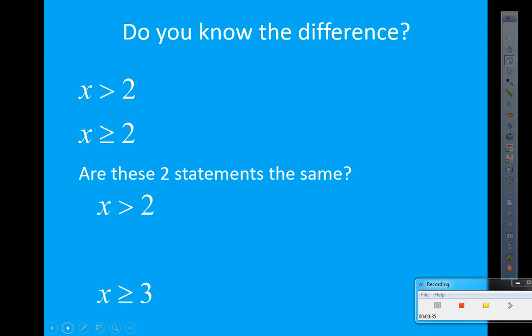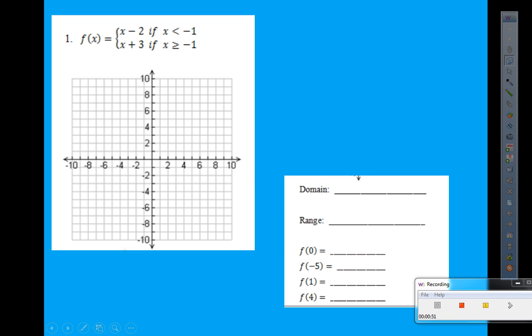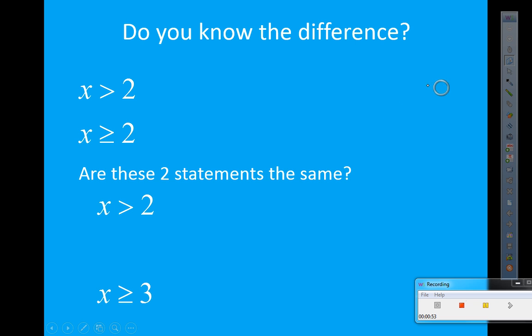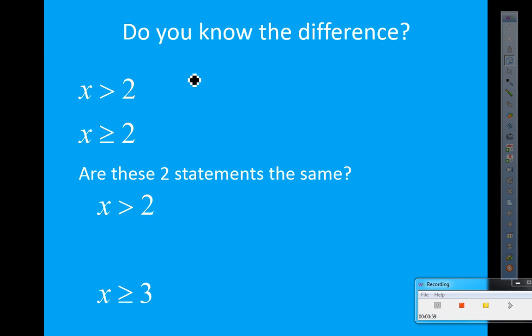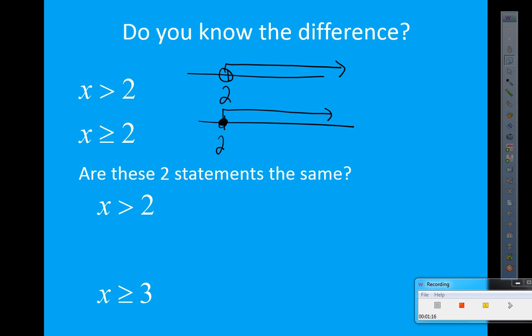I wanted to make sure that you know the difference between x greater than 2 and x greater than or equal to 2. When we graphed inequalities in our last unit, you did a real good job of knowing that I would have an open dot on 2 and everything to the right. On this next one, you know that there'd be a closed dot on 2 and everything going to the right.